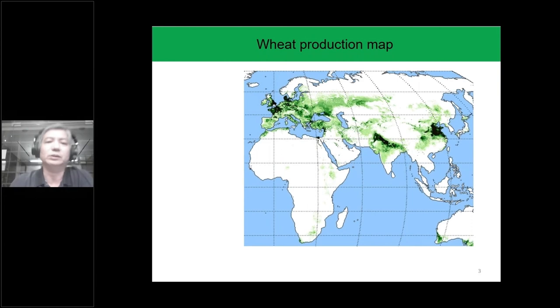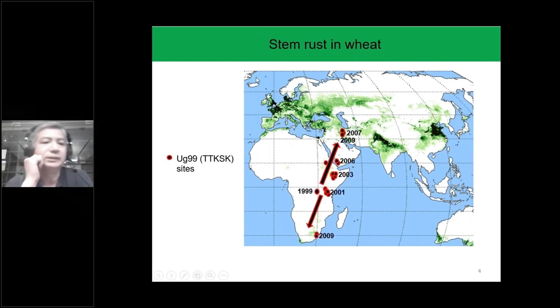This is a partial world wheat production map, and the wheat production is concentrated in the dark green areas. In 1999, there was a stem rust outbreak in Uganda. This stem rust outbreak was caused by TTKSK, commonly known as Ug99, and soon Ug99 and its lineage spread north to Ethiopia, Yemen, and Iran, and south to South Africa.